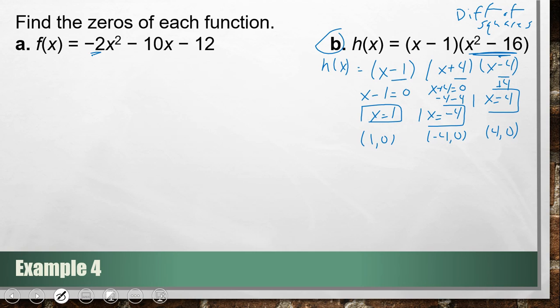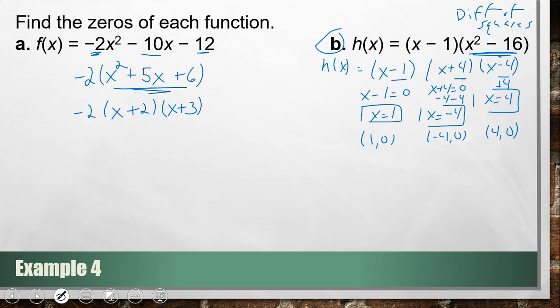Let's look at this one. Now, what I would start on this one is I know I can take a negative 2 out of all these, which would make my life a lot easier. Always look for that greatest common factor. Now I have x squared, oh, I should say plus 5x plus 6. Now I can factor this. Negative 2 times x plus 2 times x plus 3. Because remember, back to factoring, it has to multiply to this and add to this.